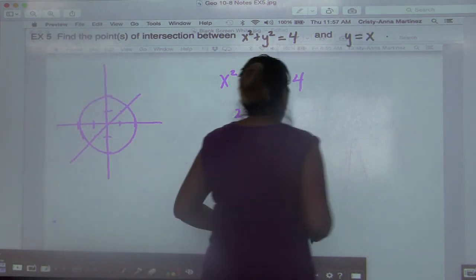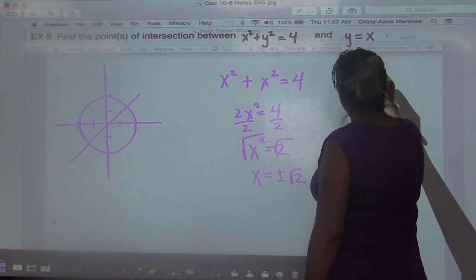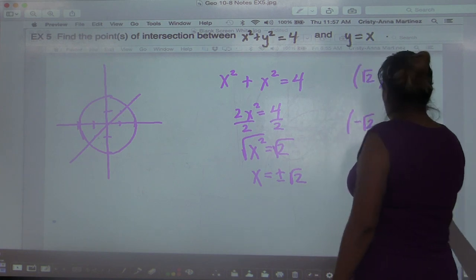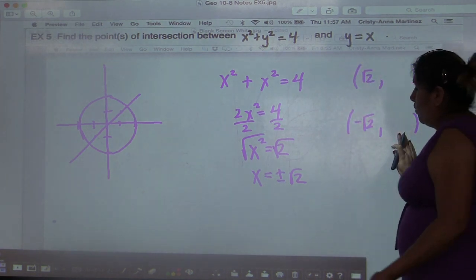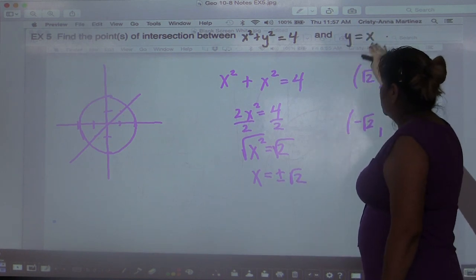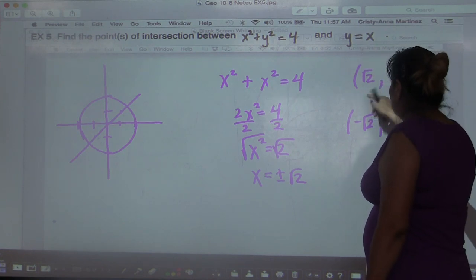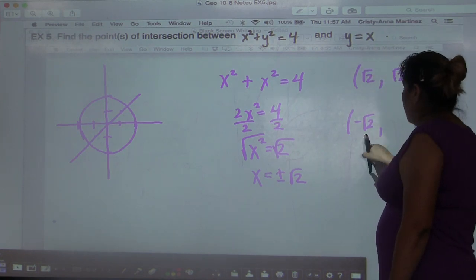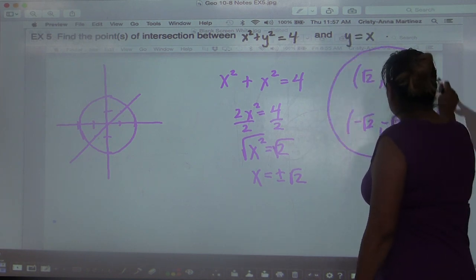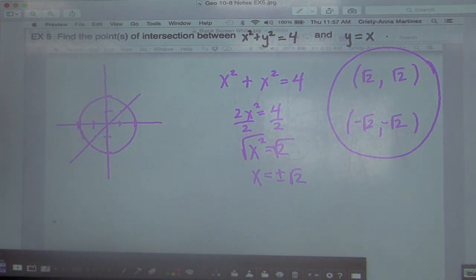But you also have to have the y-coordinates. It wants the point of intersection. So when x is positive root 2, they want to know what y is. And when x is negative root 2, they want to know what y is. But all you have to do to figure out the y-coordinate is to plug the x-coordinate back into this equation here. That would be the easiest. And since y equals x, it means that if x is root 2, so is y. And if x is negative root 2, so is y. So our 2 points of intersection are root 2, root 2, and negative root 2, negative root 2. So that is how you do example 5.